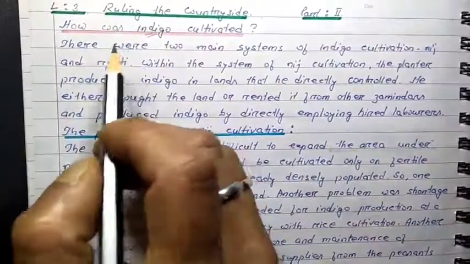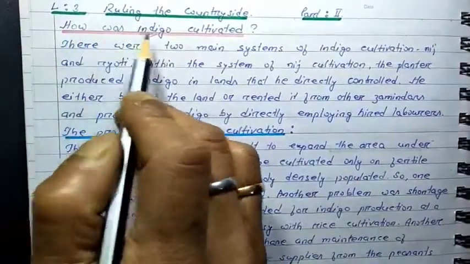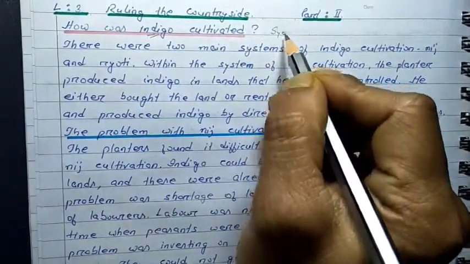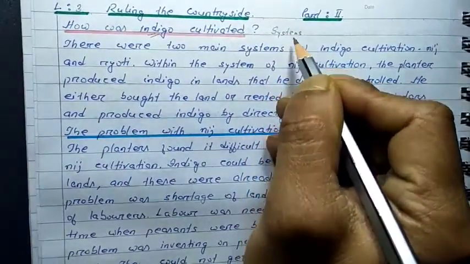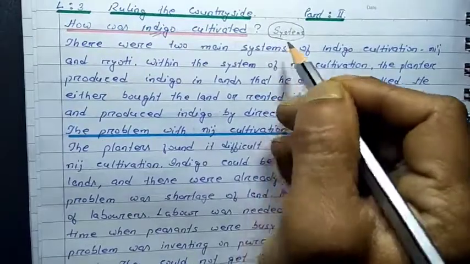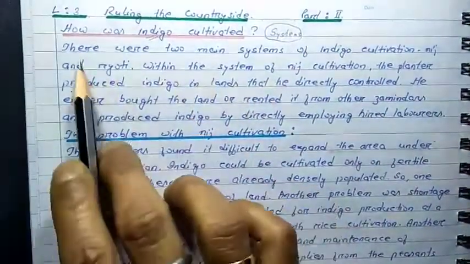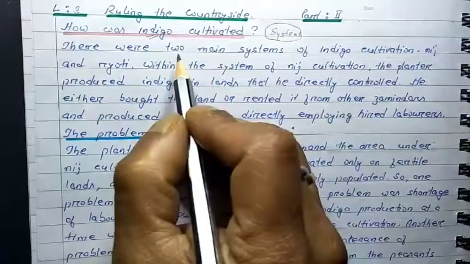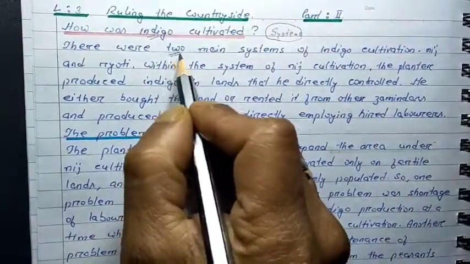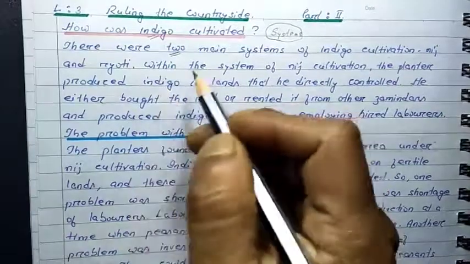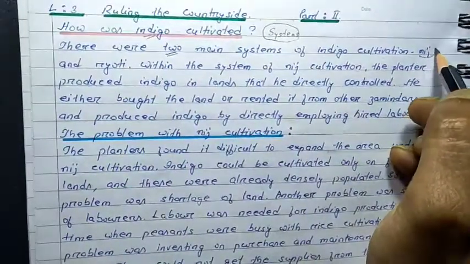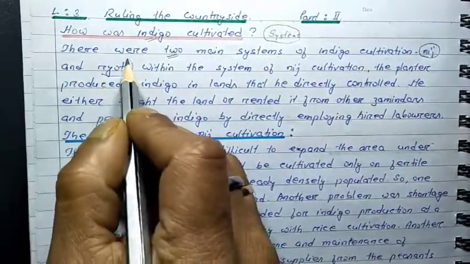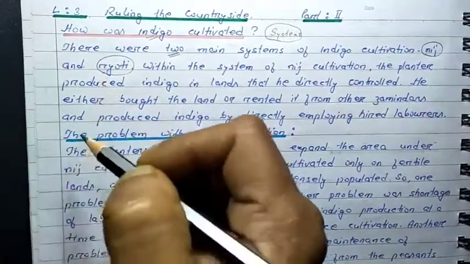So the first point that we are going to study is how was indigo cultivated? What were the different systems which were involved in the cultivation of indigo? That is the first topic that we are going to study. There were two main systems of indigo cultivation. We can say for the cultivation of indigo, mainly two systems or two processes were there. The first process was known as the nij cultivation, and the second process was known as the ryoti cultivation. One by one we shall study.